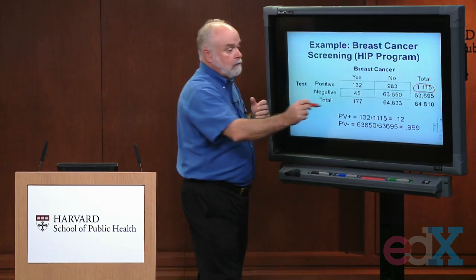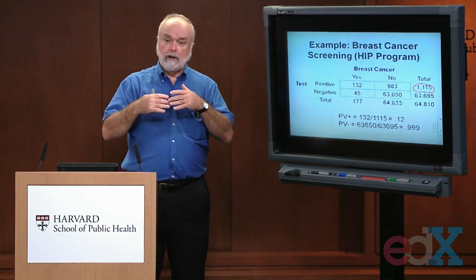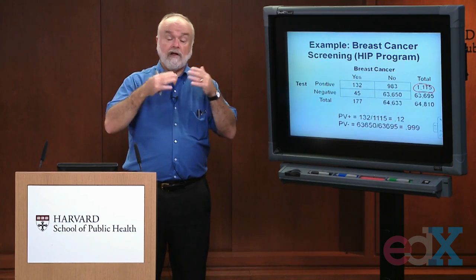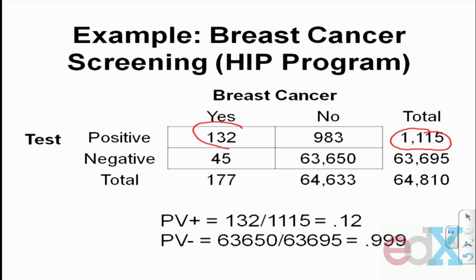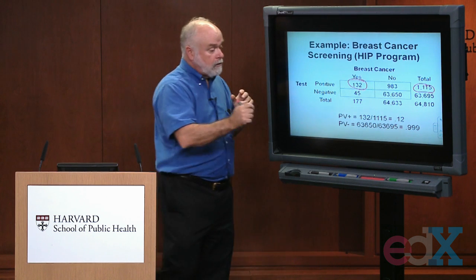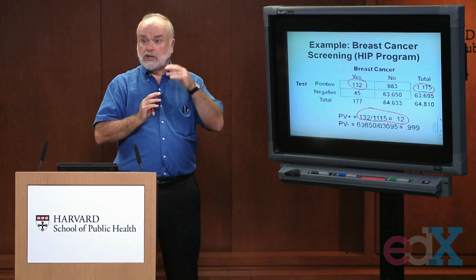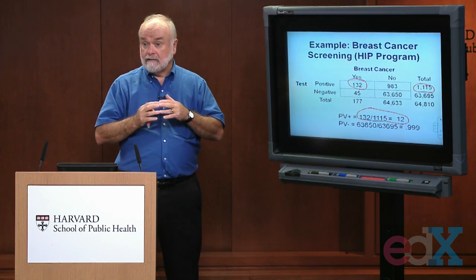Well, these 1,115 women who tested positive probably underwent further testing, maybe more invasive testing, were followed up over a period of time, and it turned out 132 of them were ultimately diagnosed as having breast cancer in the detectable preclinical phase. So 132 out of 1,115, or 12%, is what we call the positive predictive value. It's the chance of having breast cancer given that you had a positive test.